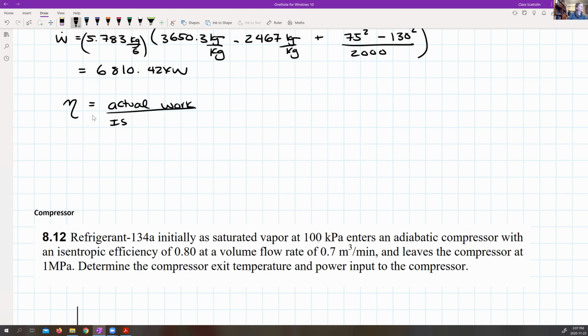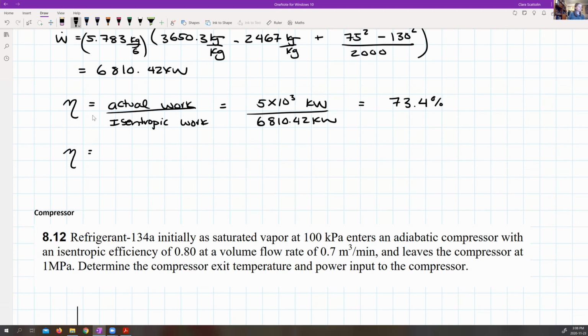So this isentropic efficiency is going to be the actual work done divided by the isentropic work. My actual work done was 5 times 10 to the 3 kilowatts. And my isentropic turbine could, in theory, produce 6,810.42 kilowatts, which gives me a turbine with an isentropic efficiency of 73.4%.